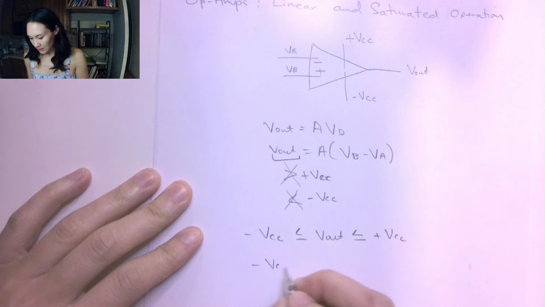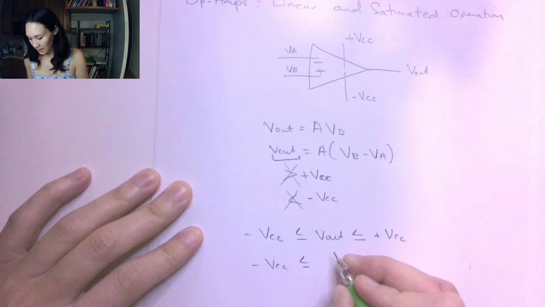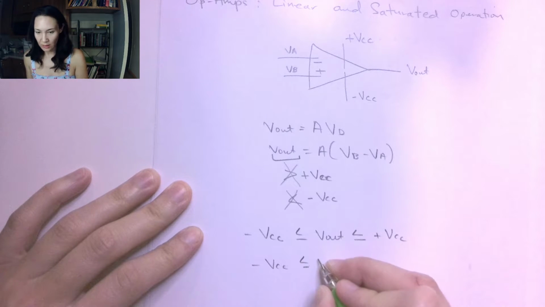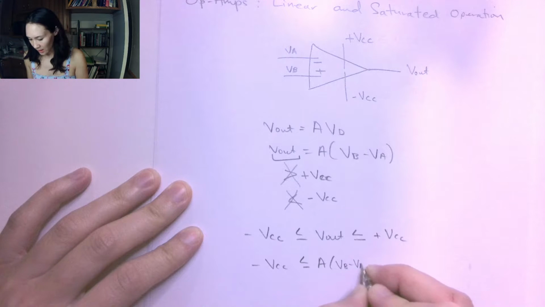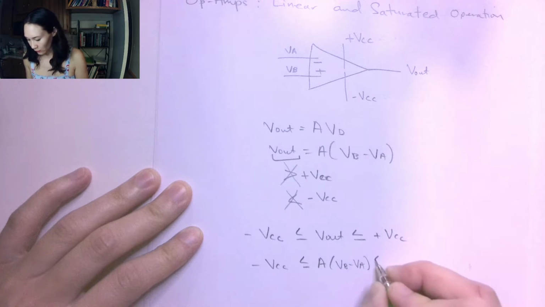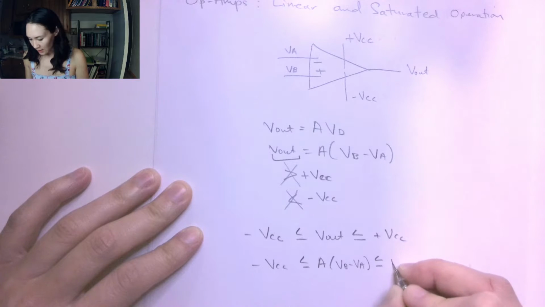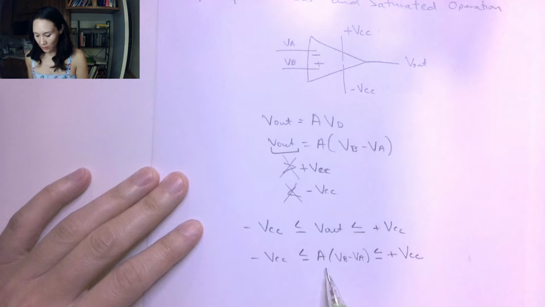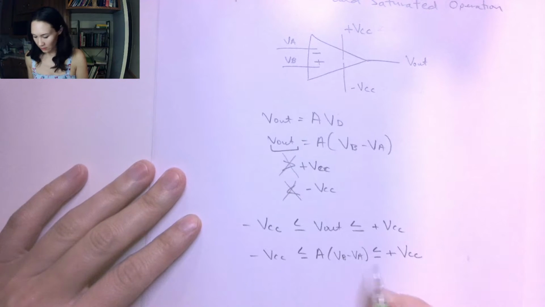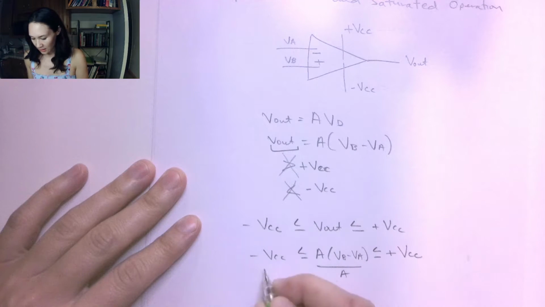So then if I just take this definition here and I substitute it in for V out, this means that I need negative VCC to be less than or equal to gain times VB minus VA, so the voltage difference between the inputs, and that has to be less than or equal to positive VCC. Okay, great. So then what I can do is divide everything by this gain here.